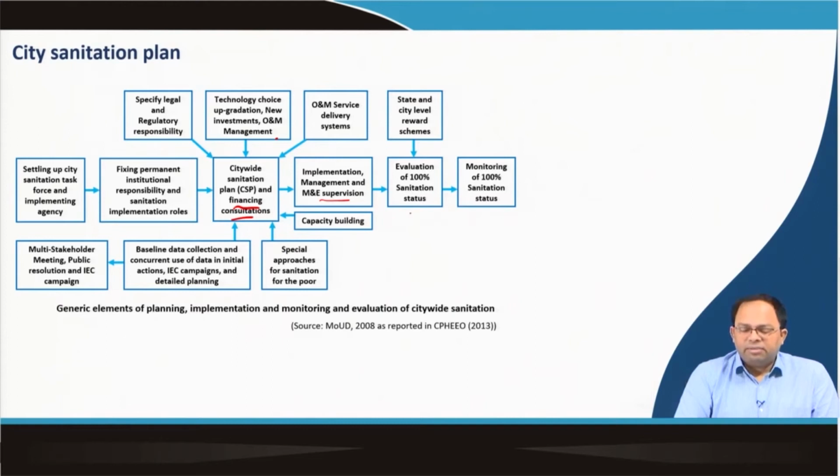And once that is done, we also have to evaluate and check the status, what we are able to achieve, and for that we can have certain rewards at the state level or the city level. That means cities which are able to achieve something may get more funding and so on, which does happen. And finally, monitoring of 100% sanitation status. So, more or less these are the different elements of planning, implementation, monitoring and evaluation of citywide sanitation plans.